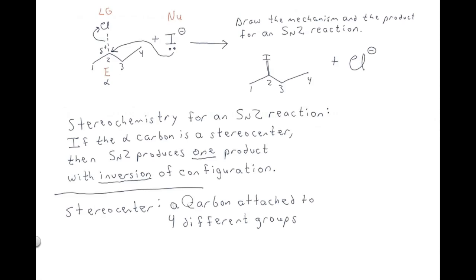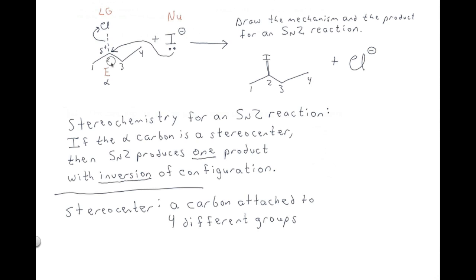By the way, I've been using this term stereocenter. I hope you know what the term stereocenter means. A stereocenter is a carbon that's attached to four different groups. So do you see why we would say that carbon 2 is a stereocenter? It's attached to four different groups. What are the four different groups?